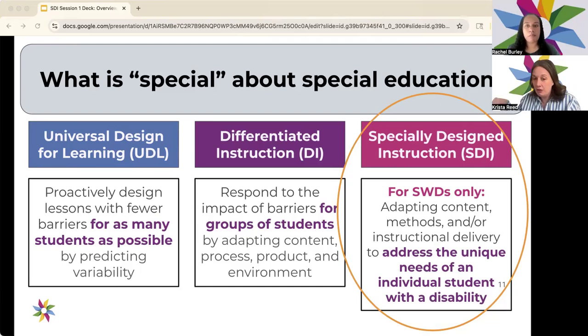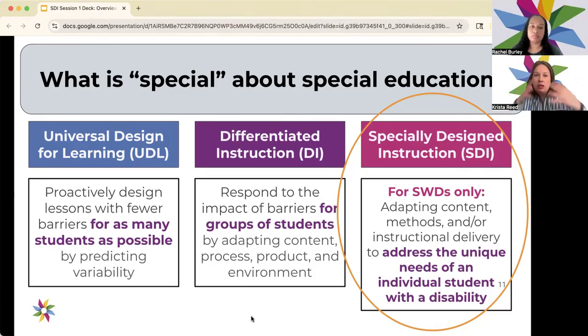They need individualized adaptations in order for them to have meaningful access and progress in the gen ed curriculum. DI and UDL are things that we should be doing in the design of our lessons for any kid all the time. It's what makes tier one instruction really high quality and accessible to most kids. And then there are kids who have disabilities who need something more than that, right? They need something that addresses the unique barriers that arise because they have that disability that they're eligible for.